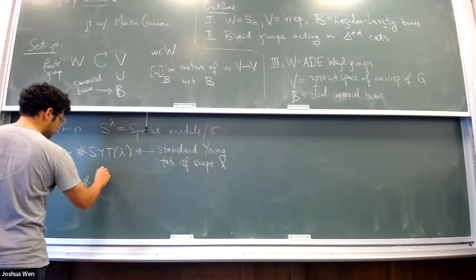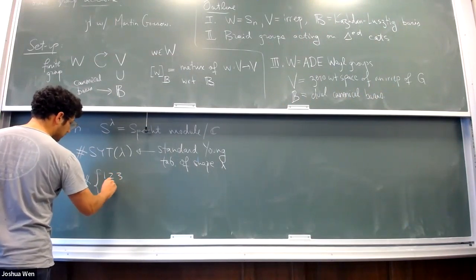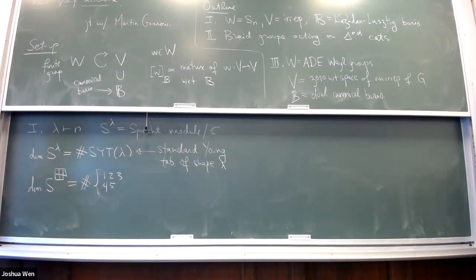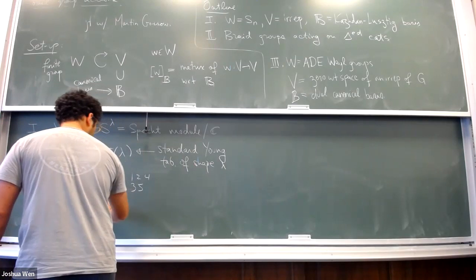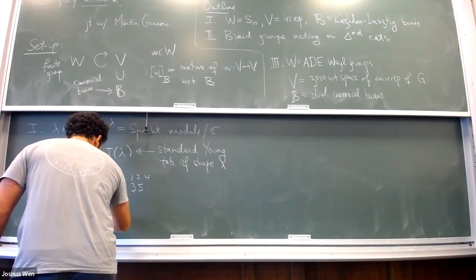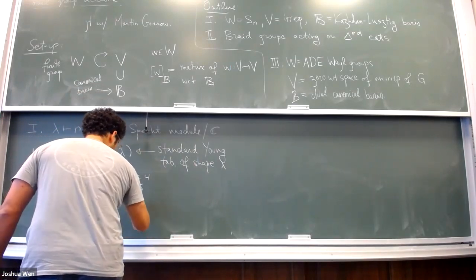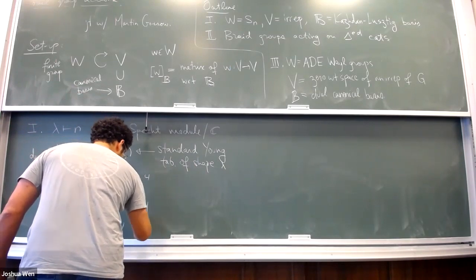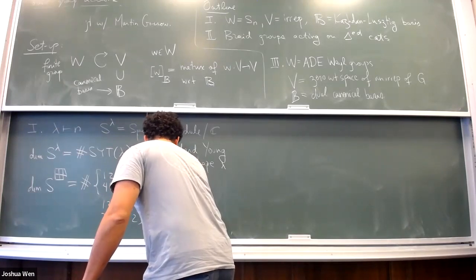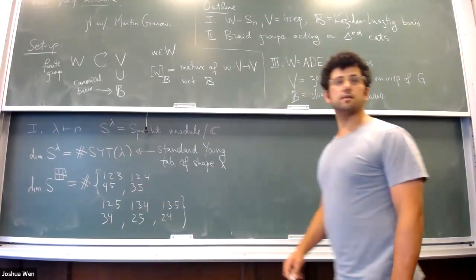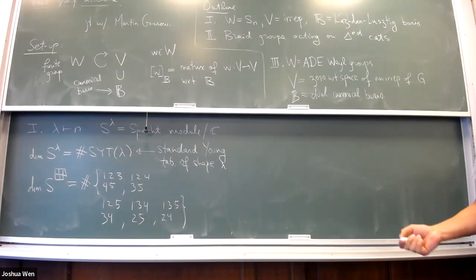And so we can start doing it. We just enumerate it. So here's one standard Young tableau. Remember, a standard Young tableau is a filling of the diagram with the numbers 1 through n, which are increasing along the rows and down the columns. So here's 1, and then 1, 2, 4, 3, 5, and 1, 2, 5, 3, 4, 1, 3, 4, 2, 5, and 1, 3, 5, 2, 4. So that tells us that the dimension of this irreducible representation is 5. Okay?